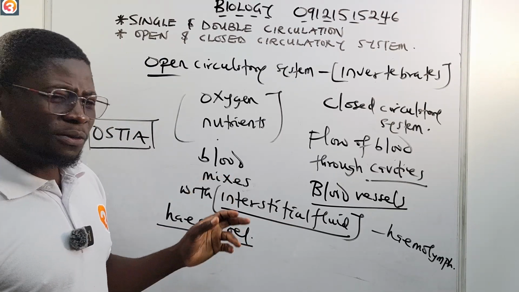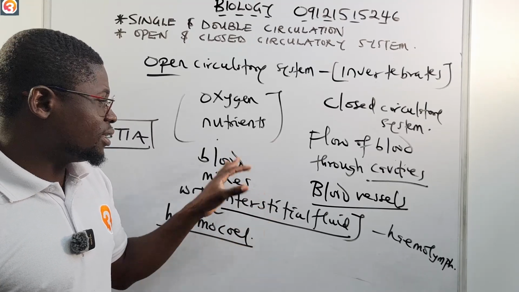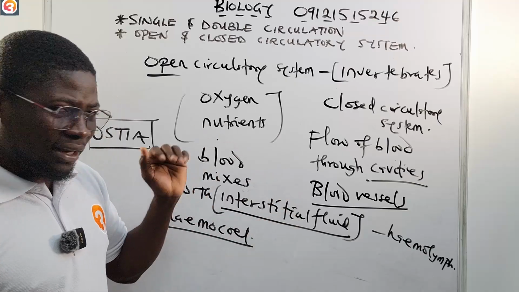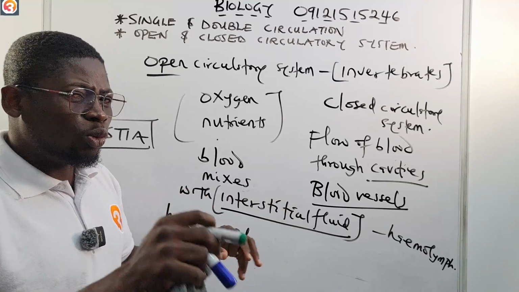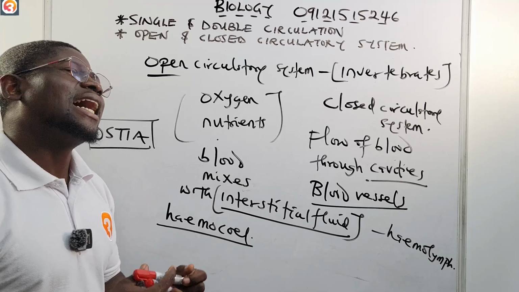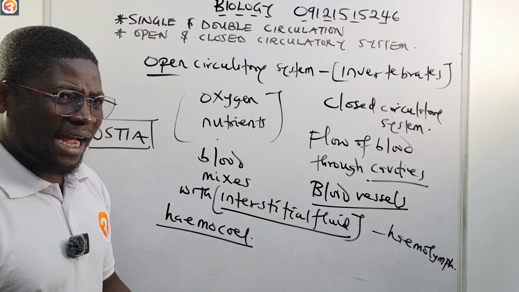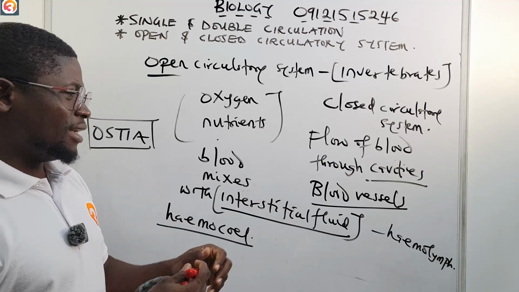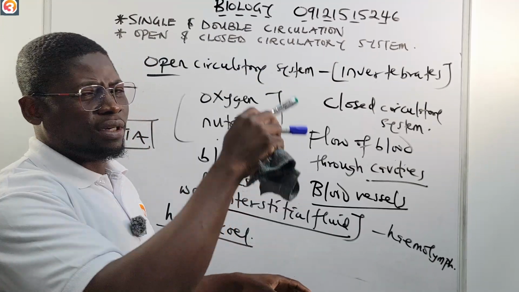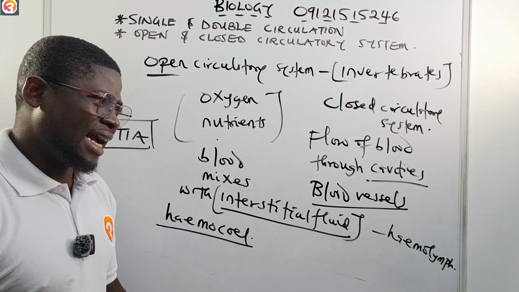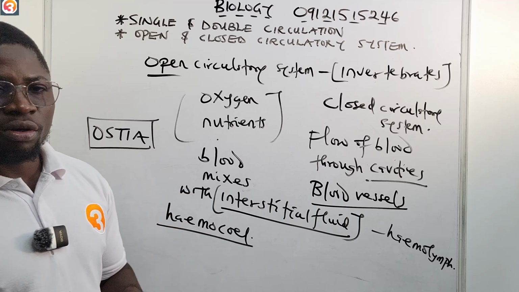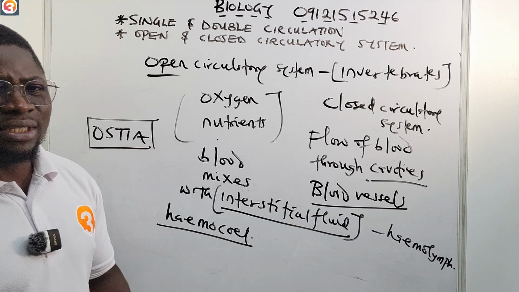As blood mixes with this interstitial fluid, it forms what we call hemolymph. This hemolymph is pumped through cavities called hemocoel. As the organism moves and the heart beats, this hemolymph is transported to different parts of the body, to the organs of the organism, and then it goes back to the heart through openings that we call ostia. So that is the open circulatory system.